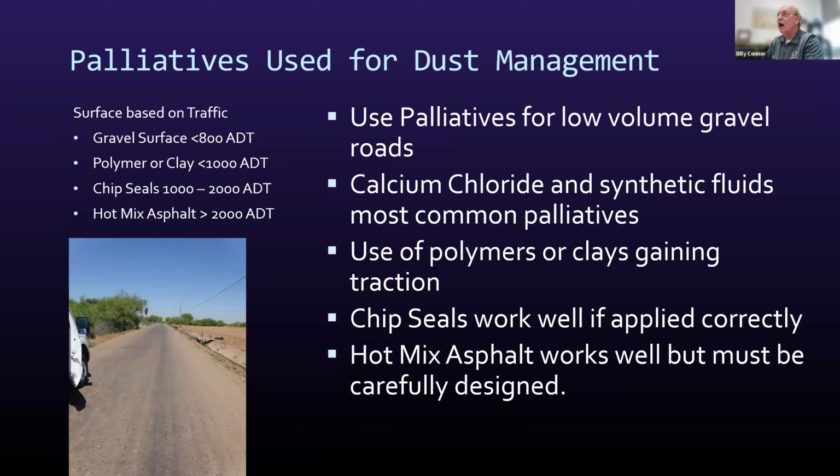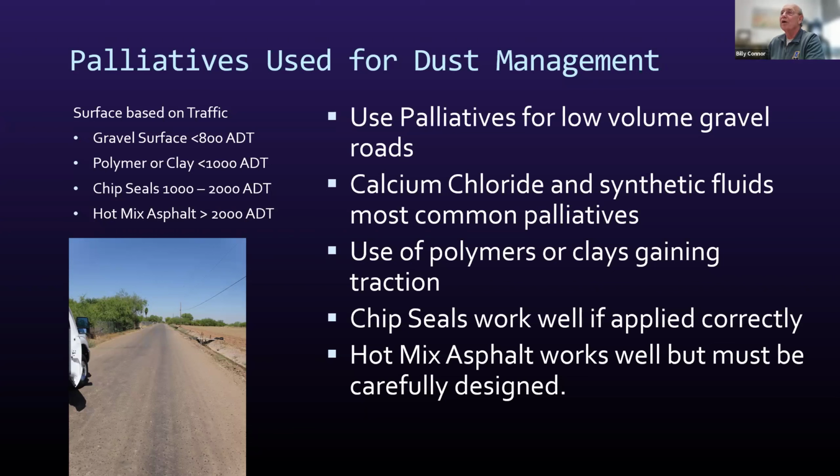So this is kind of a summary of what we've been talking about here. The chart on the left side gives you an idea of the average daily traffic for those different types of materials. If you've got a gravel surface, even though you're adding calcium chloride or perhaps synthetic fluids or other powders, you're typically limited to about 800. That's not a firm number. You could bounce it up. I've seen people bounce that up to 1200.